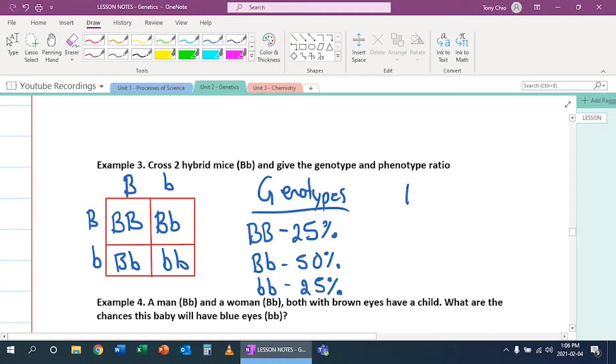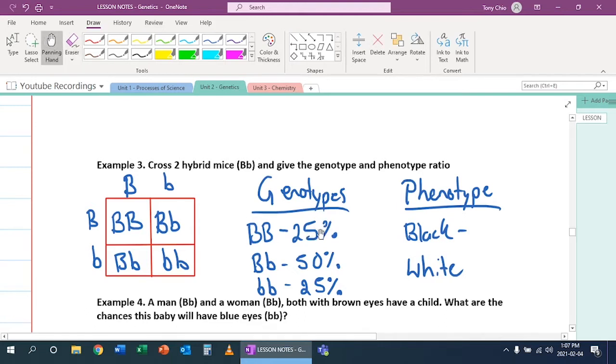All right, now let's go phenotype. Okay, so we really only have two phenotypes, black fur and white fur. What are the phenotypes present? Well, let's look at black fur for a second. Black fur is going to be, as you can see, this one forms black fur, and this one also forms black fur. That's 75%. What's white fur? Only 25%. Only this allele can form white fur. All right, so these are my genotypes and phenotype.